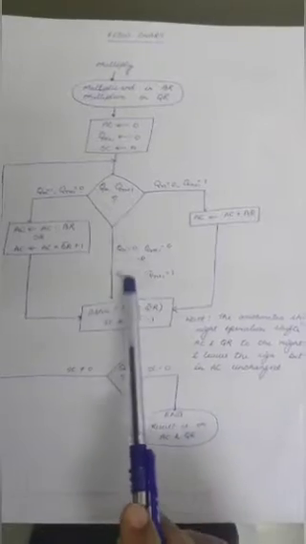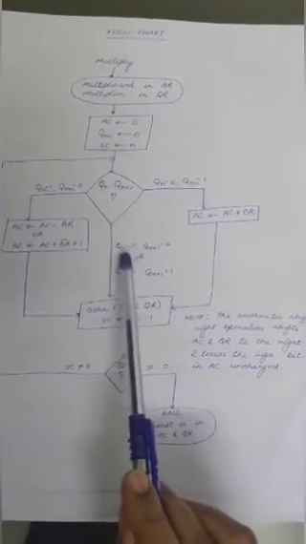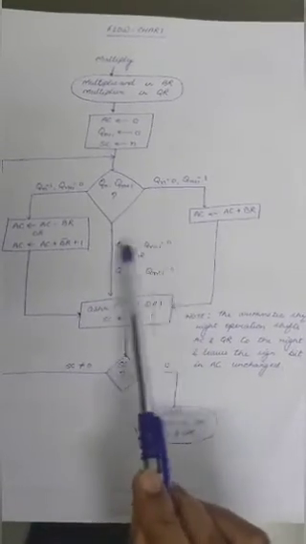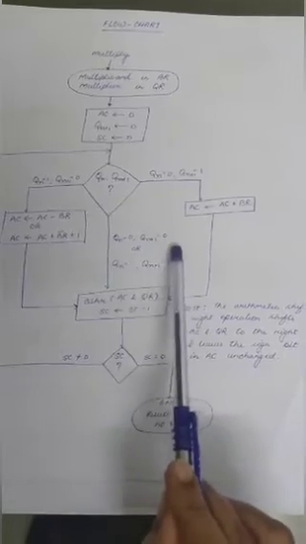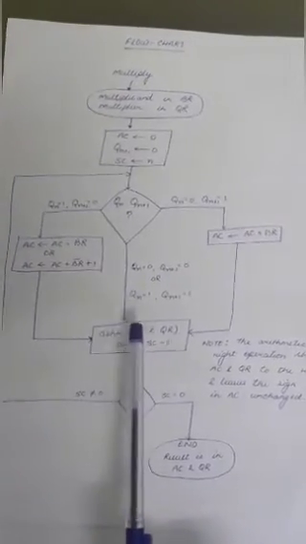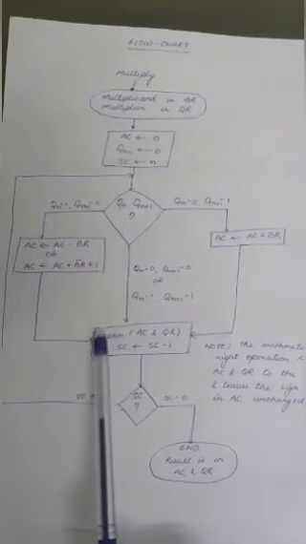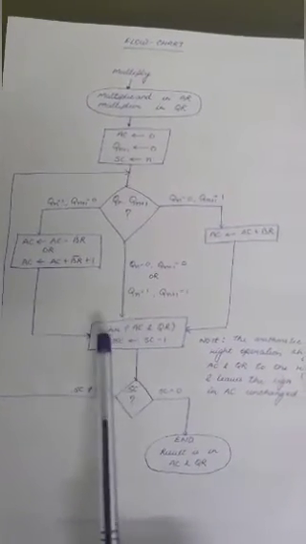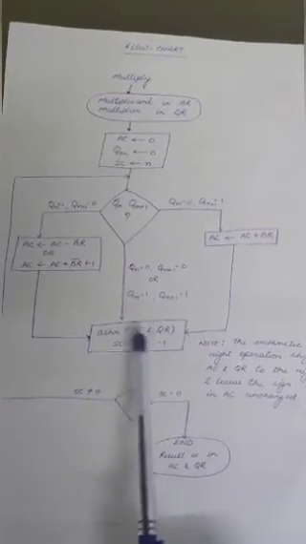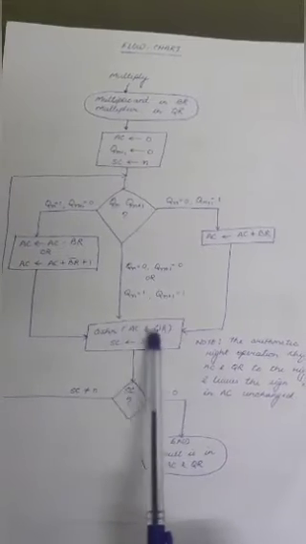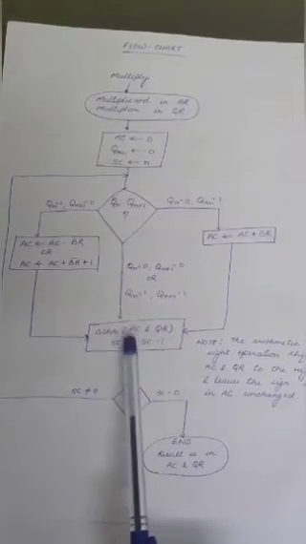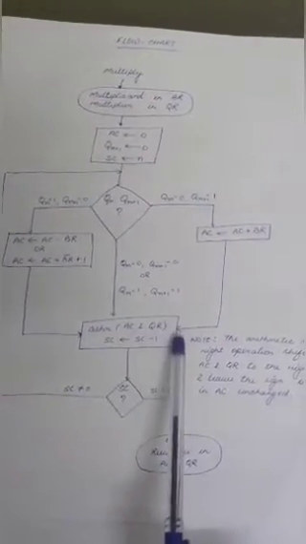Right? And the third case says that if my current bit and my previous bit both are identical, either it could be 0, 0 or it could be 1, 1. So in this particular case, I do not need to perform any addition or subtraction. What I need to do? I simply need to perform an arithmetic shift right operation, and I need to perform this arithmetic shift right operation on registers AC and QR.